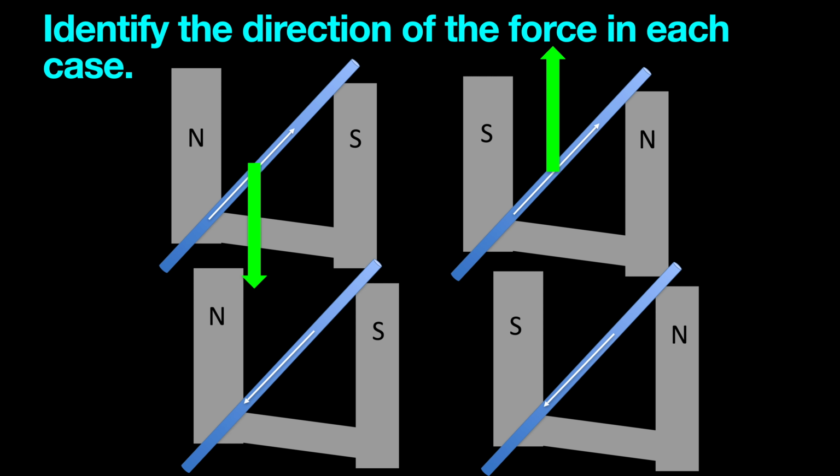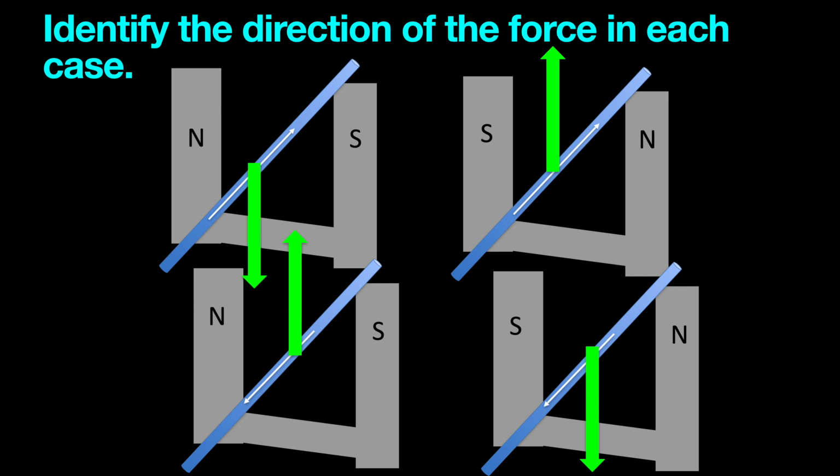As you can see, the only difference is the direction of the magnetic field lines. In this case, moving from right to left. In the third one, the direction of the force is also upwards, because in this case, the direction of the current flow has also changed, along with the magnetic field lines. And finally, we have a downward force.